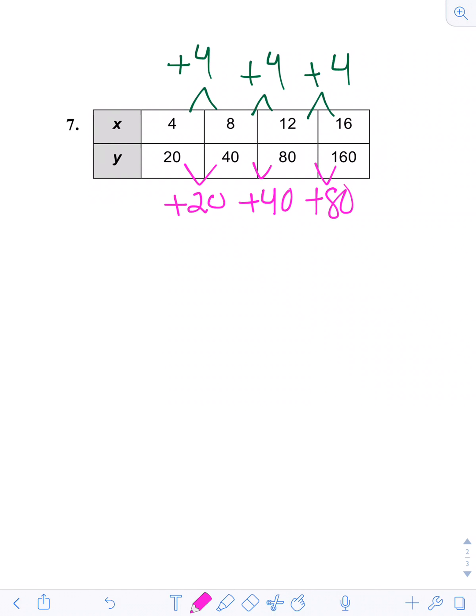But let's look at these y values again. You're going from 20 to 40. So what's happening? Well, that doubled. 40 to 80, it doubled. 80 to 160, it doubled. So again, this is exponential because it is doubling. Doubling, halving, tripling, those are all exponential.